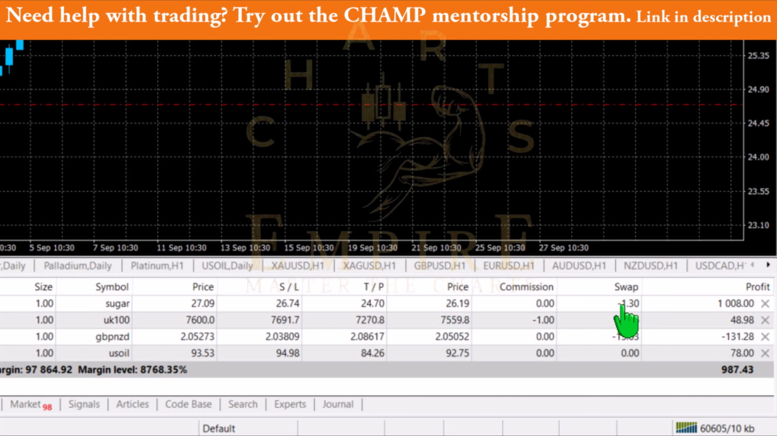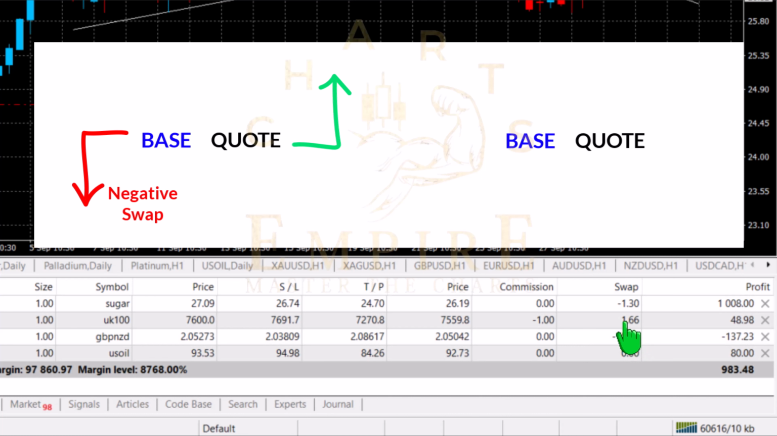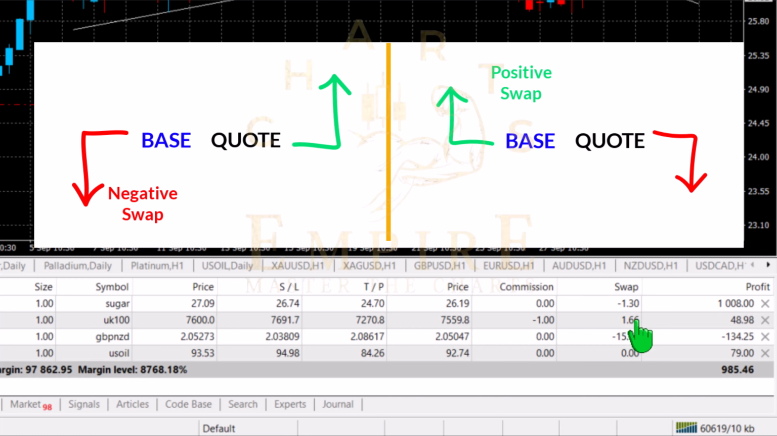Why is my swap negative and positive? Negative swap is a situation that occurs when the high interest rate of the central bank issuing the base currency falls short of the interest rate of the central bank issuing the quoted currency or asset, while a positive swap is a situation that occurs when the high interest rate of the central bank issuing the base currency exceeds the interest rate of the central bank issuing the quoted currency or asset.